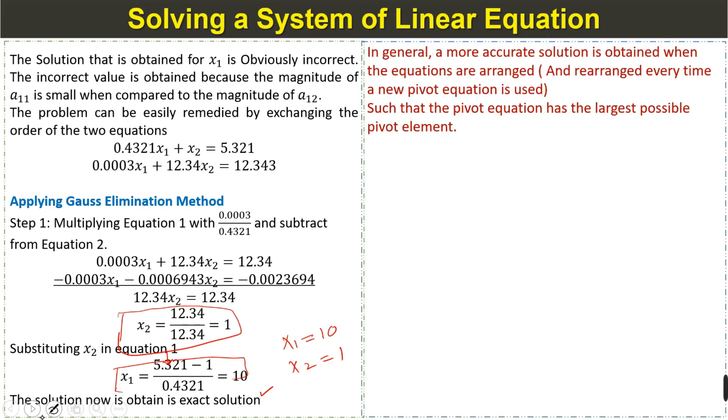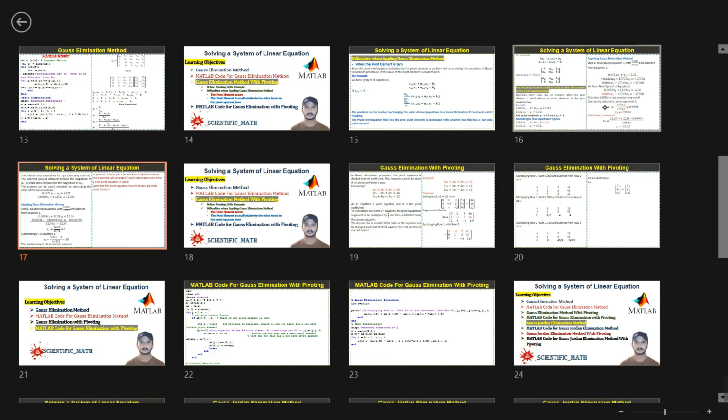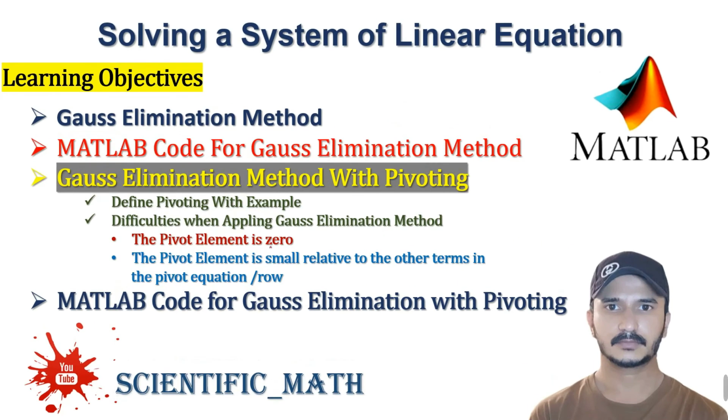In general, a more accurate solution is obtained when the equations are rearranged every time a new pivot equation is used, such that the pivot equation has the largest pivot element. So here we have studied the two difficulties we face when we apply the Gauss elimination method. Number one, when the pivot element is 0, and number two, when the pivot element is small relative to the other terms in the pivot equation. We have solved this problem by doing the pivoting, and we have got our correct solution by doing the pivoting.